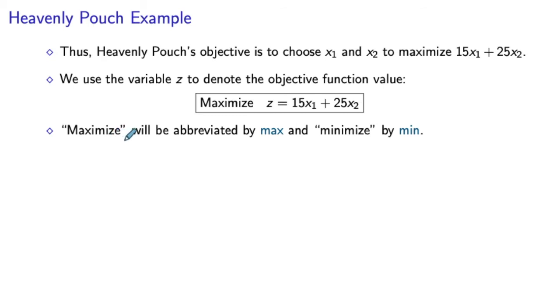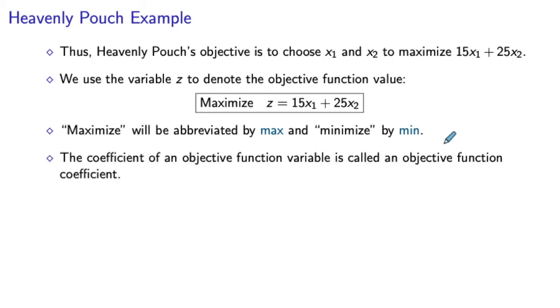So we maximize our objective function, and sometimes we'll abbreviate this by max, or if you were minimizing, we could abbreviate it by min. So these are some of the notations that we typically use. And the coefficient of an objective function variable is called an objective function coefficient.